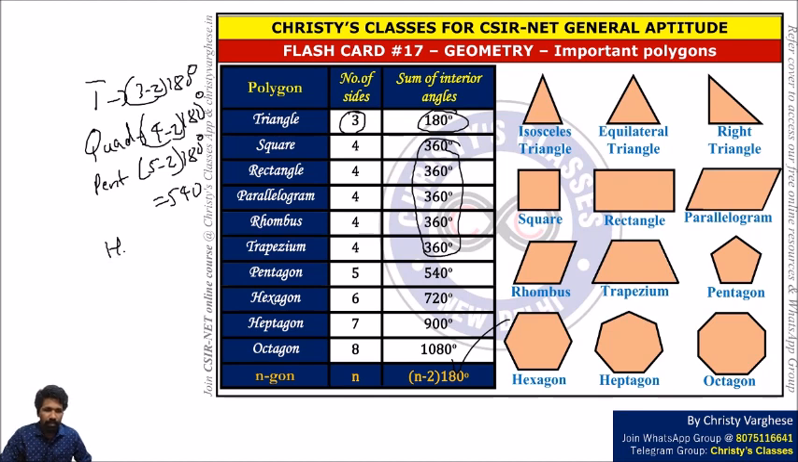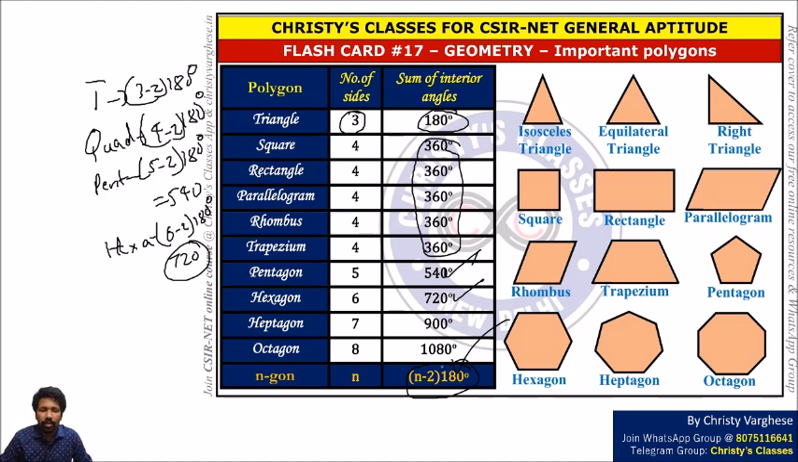And hexagon, what is hexagon? 6. 6 gun, that means 6 minus 2 into 180 degree. 6 minus 2 is 4, 4 into 180 degree is going to be 720 and so on. So that is how these values can be easily obtained. So try to learn this. Side number minus 2 into 180 will be sum of interior angles.